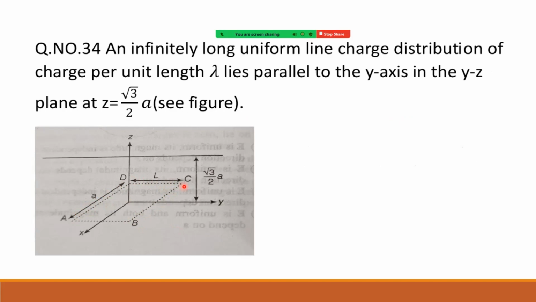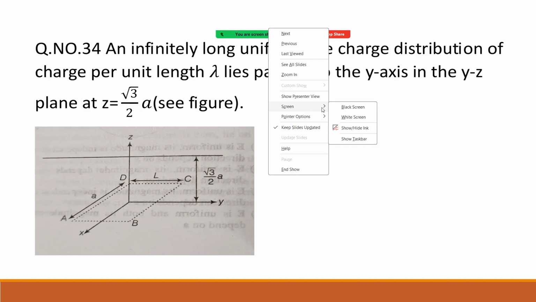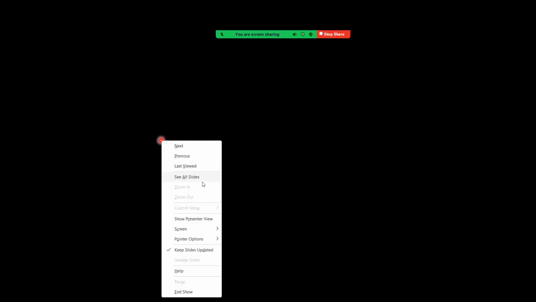Then see here what we can do. Let us see how to solve it. Given z is root 3 by 2 a, right? Let us draw one Gaussian surface. I am taking it as a cylinder. And here I am taking x and z, so y is towards us, okay? Y is towards us. That means this dot now represents that long wire.